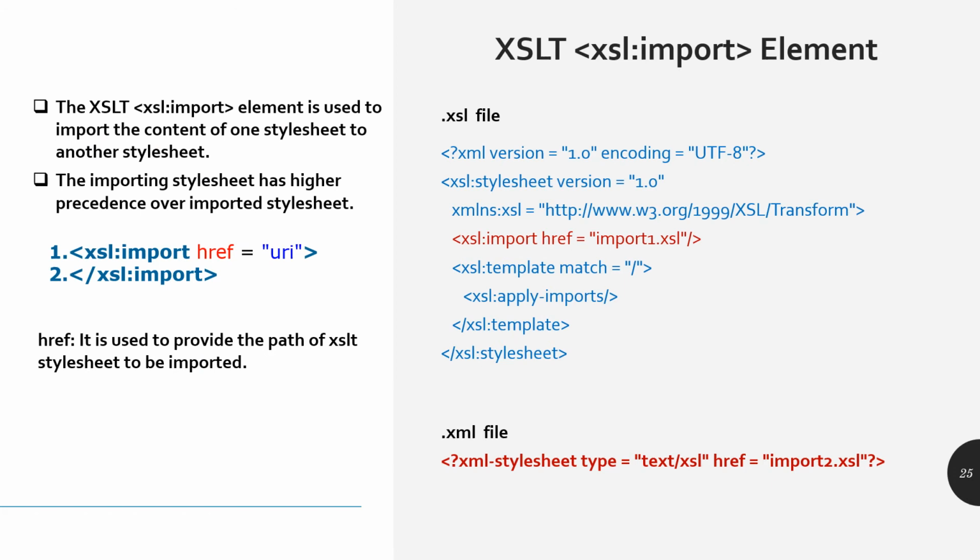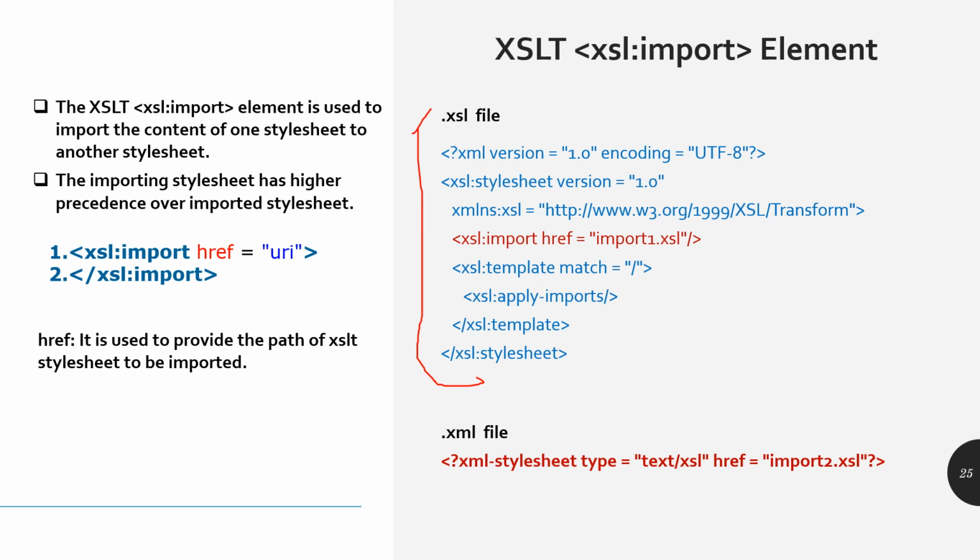Now we are going to discuss about import function. Import element is used to import the content of one style sheet to another style sheet. Suppose we have a style sheet called import, and we have another style sheet that content is like this, that you can name it as import 2. So this is our second style sheet file, that is second XSL file.